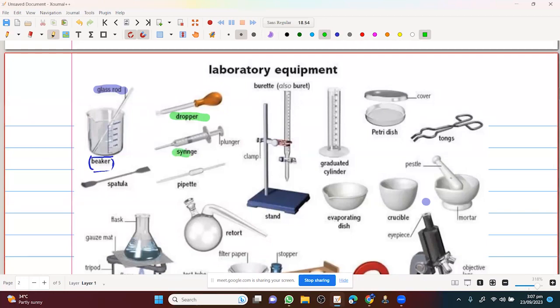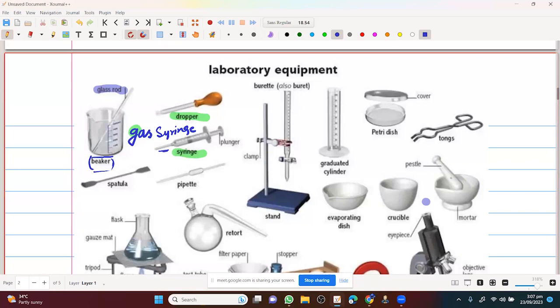This is the syringe. Most of the time we use this syringe as a gas syringe. If the needle is not there and we connect it with a flask, then the same syringe without the needle becomes the gas syringe. So we will use the word gas syringe there. You have to identify accordingly.